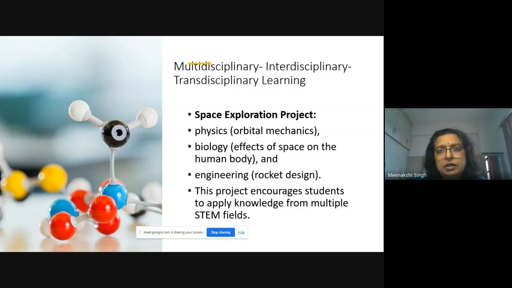So now here is a problem, a space exploration project, which will involve people from a lot of disciplines which had nothing in common. But now there is a problem for which people from all these disciplines will come in together.